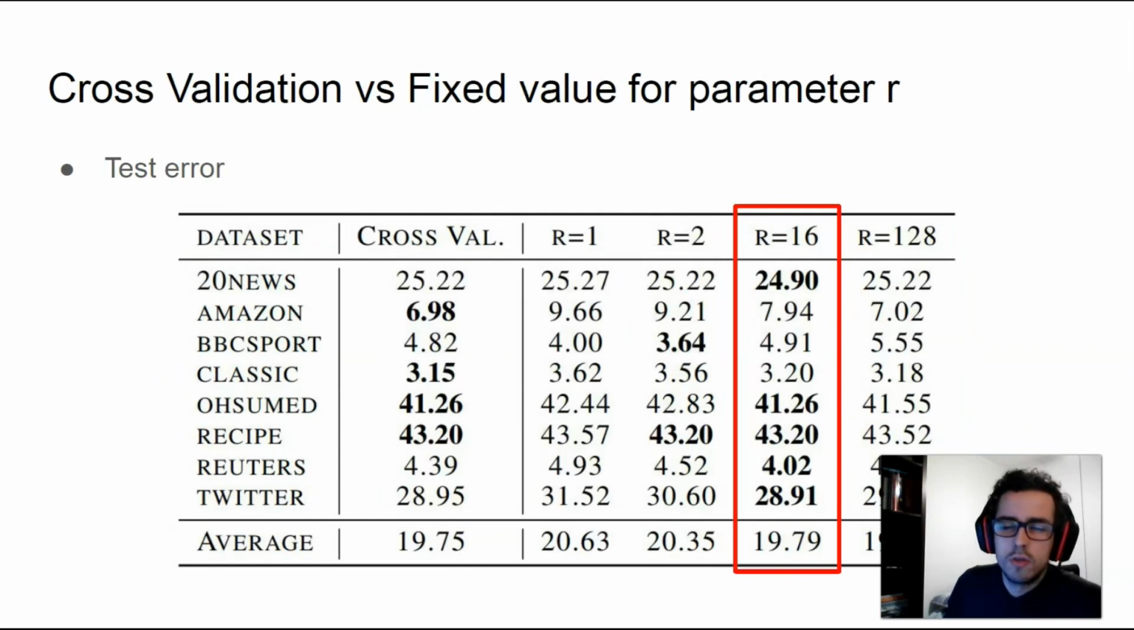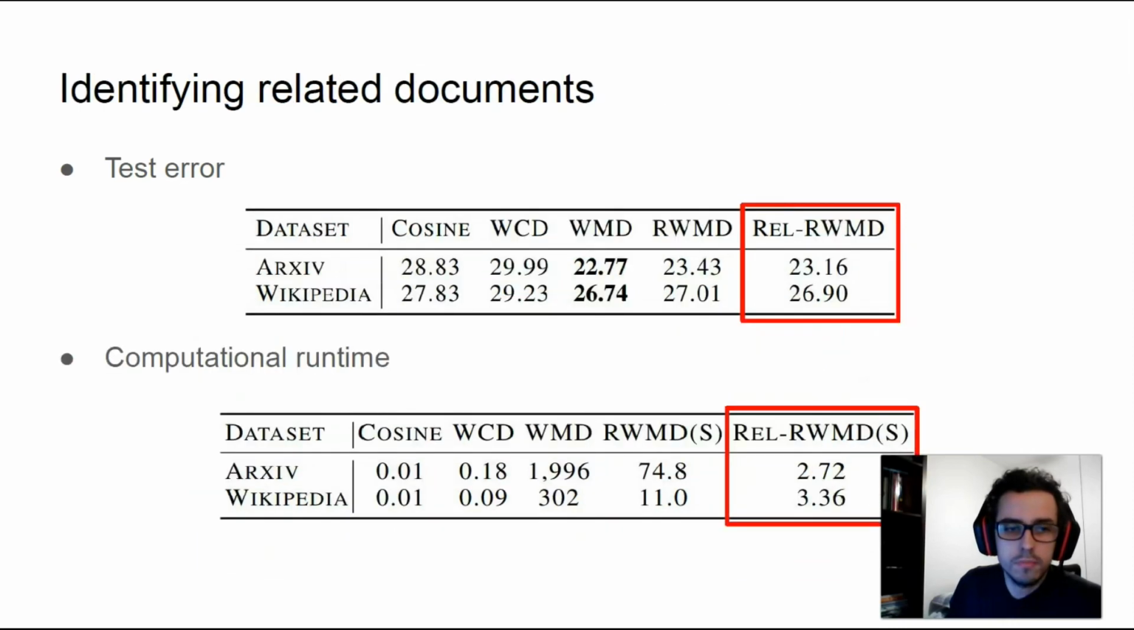However, we are not being fair in this comparison because we are not taking into consideration the time for the cross-validation. To see if this step is really necessary, we ran the same experiment with two strategies: one using cross-validation and the other using a fixed R. And as we can see, with a fixed R equal to 16, we have results as good as with cross-validation.